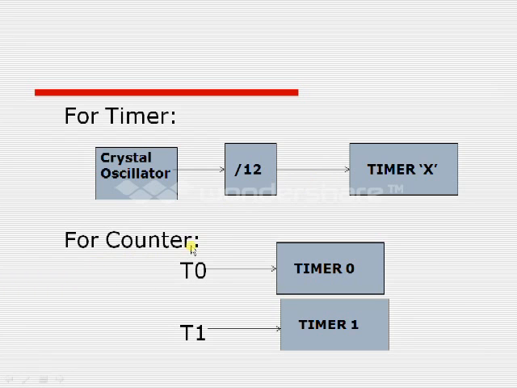Now if I'm using the same timer peripheral as a counter, then timer 0 receives the clock signal from the T0 pin, which we have already seen, and timer 1 receives the clock signal from the T1 pin. Therefore these timer registers now count the external clock pulses given through the T0 and T1 pins respectively. So if it is a timer, it counts internal clock pulses; if it is working as a counter, it counts external clock pulses.